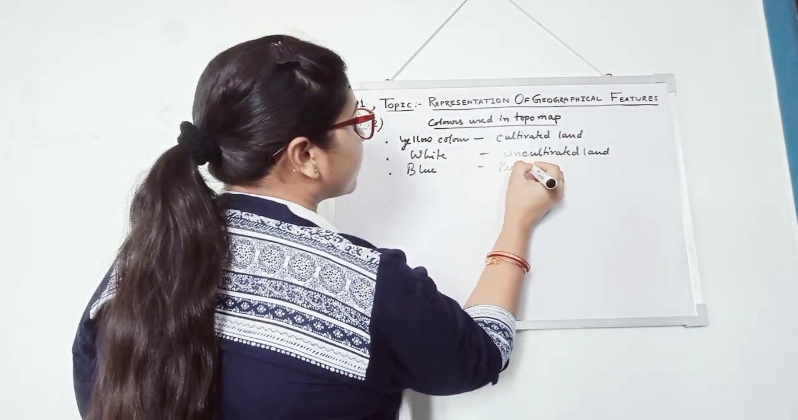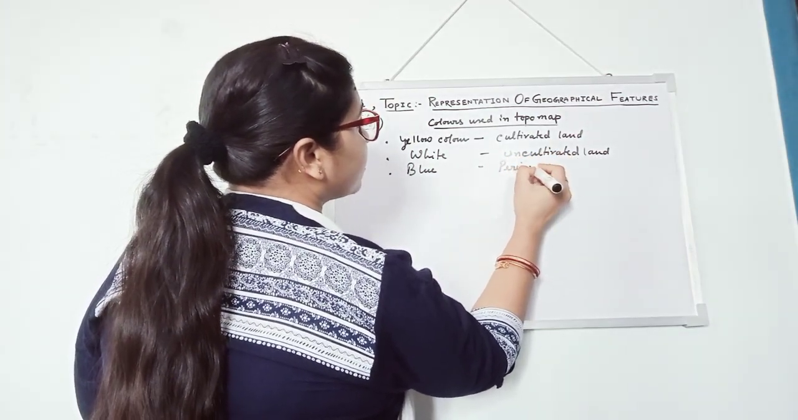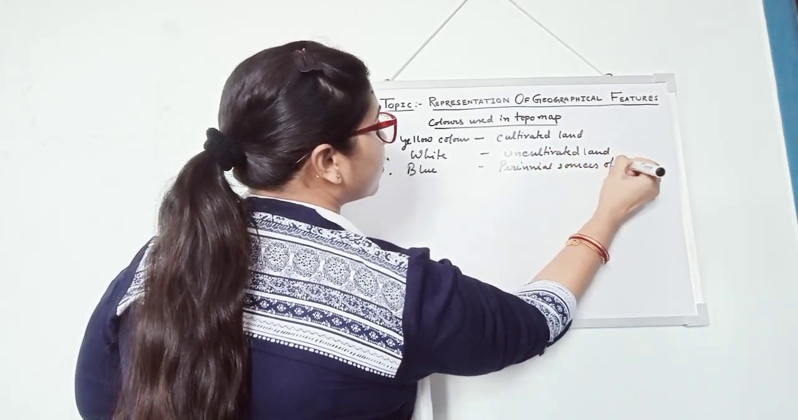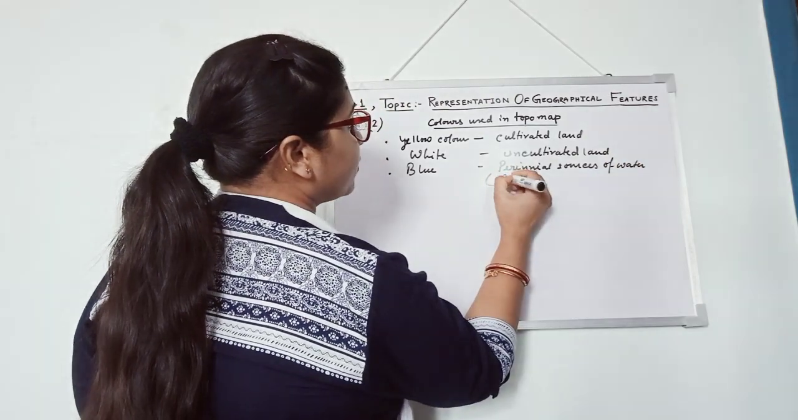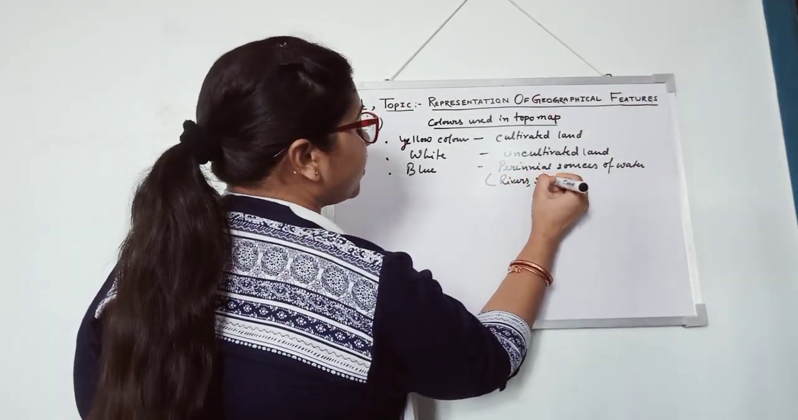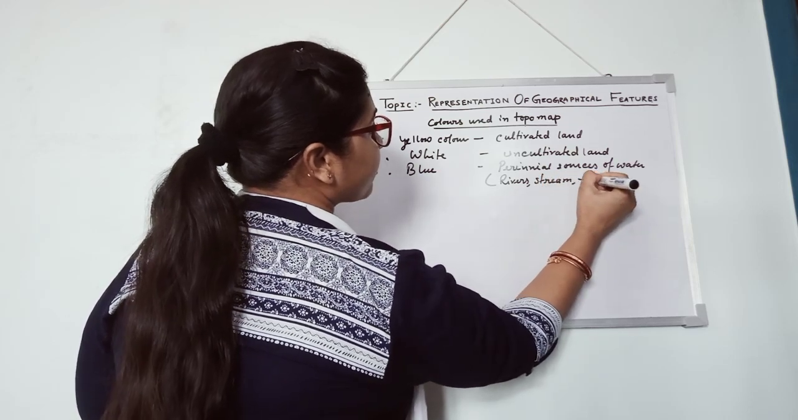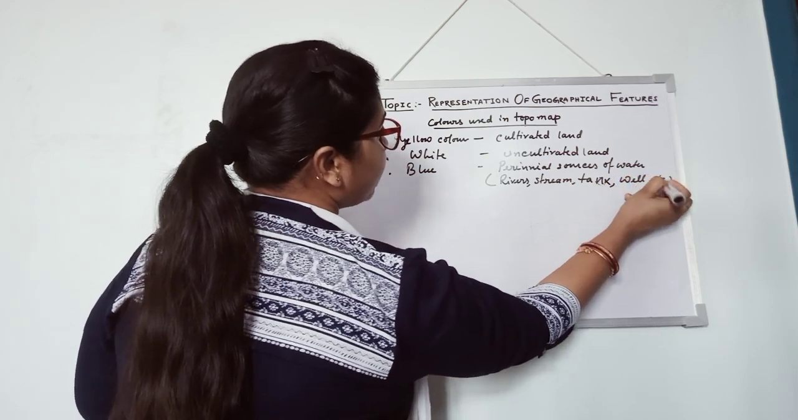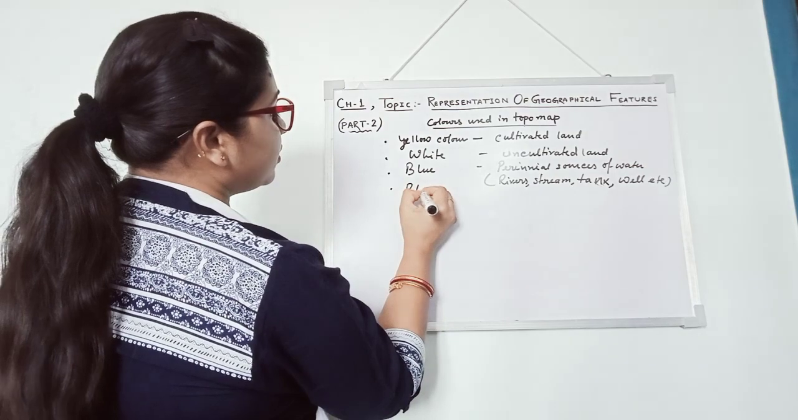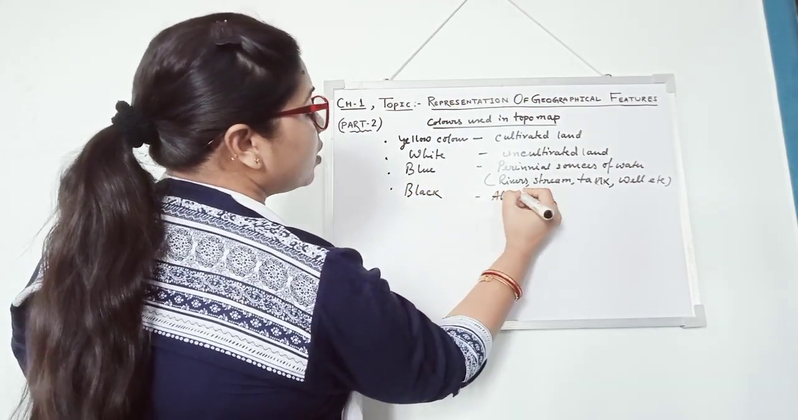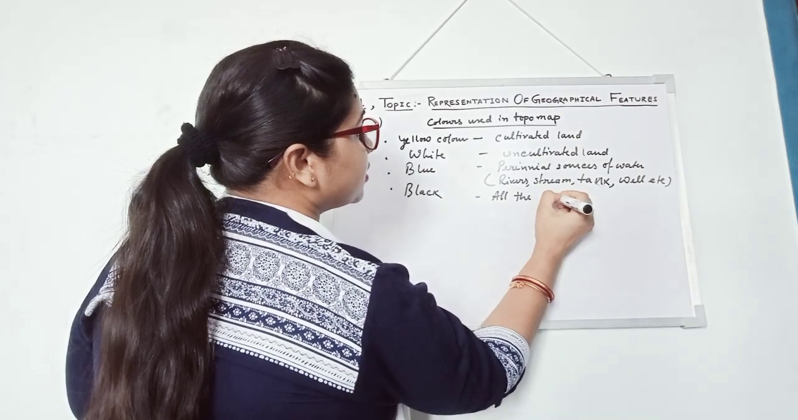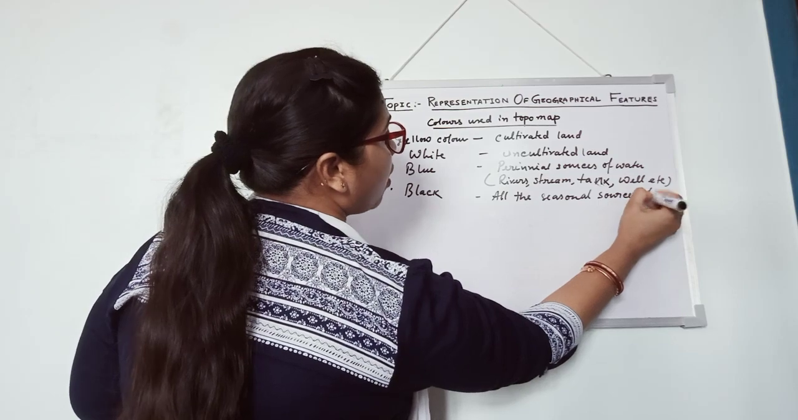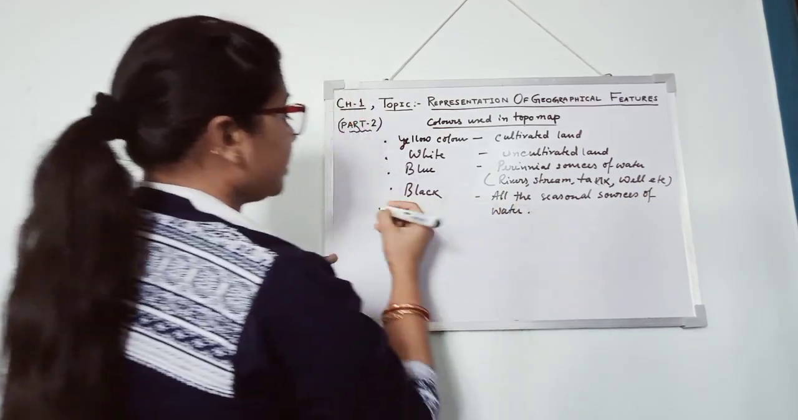Blue, perennial sources of water. It can be rivers, stream, tank, well, etc. And black color, all the seasonal sources of water. Is it clear?